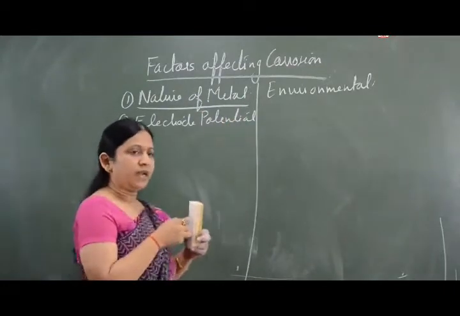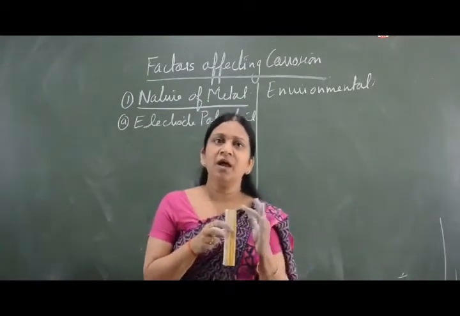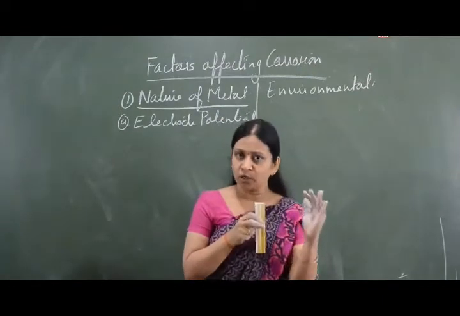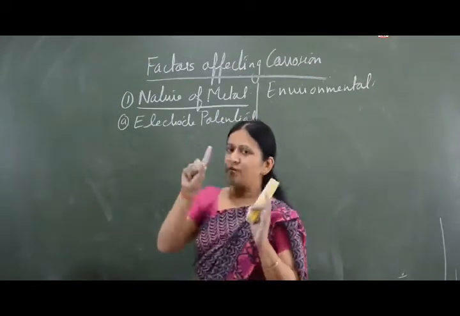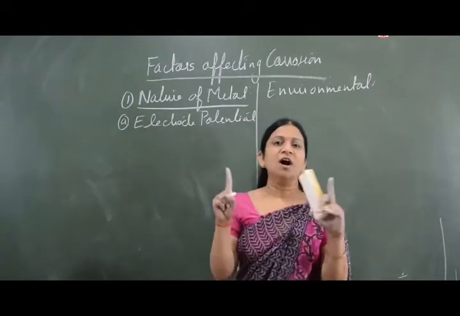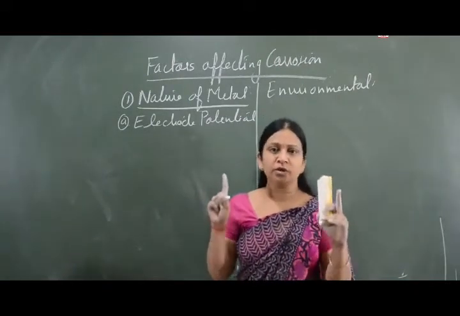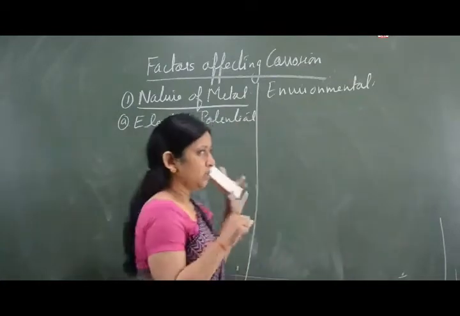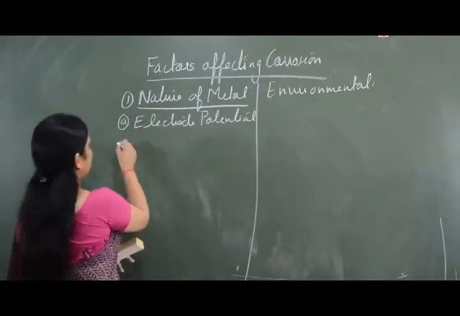Whenever we define factors, we are going to define when the corrosion is going to increase. So if we are having two metals in contact with each other and if their electrode potentials are far apart, then the rate of corrosion is going to increase. So this is how electrode potential is going to affect it.